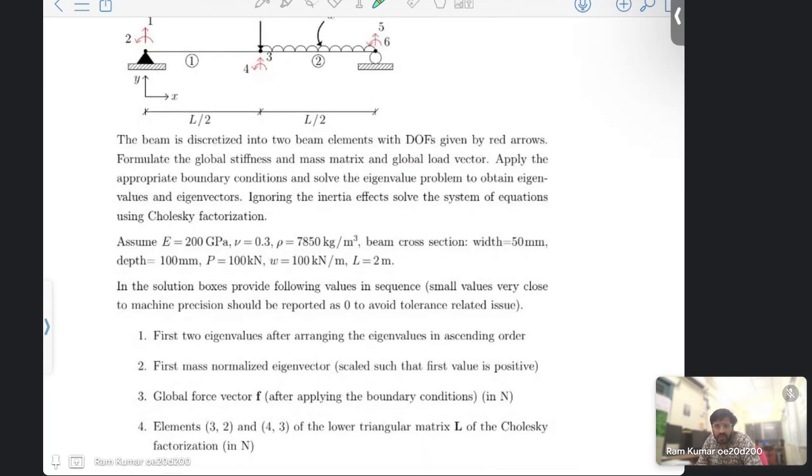In the solution box provided below, a similar question they are going to ask, same to same like this. In the solution boxes provided, give the following values in sequence: first, the first 2 eigenvalues after arranging the eigenvalues in ascending order. Then the mass normalized vector, global force vector, and the elements of the lower triangular matrix L.